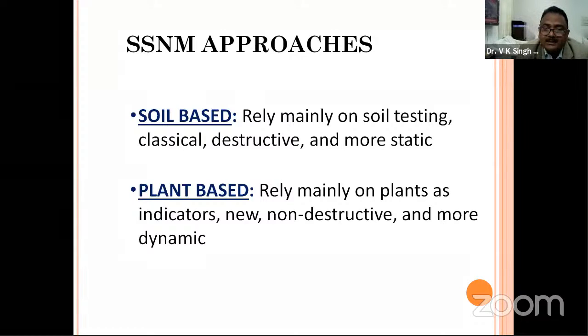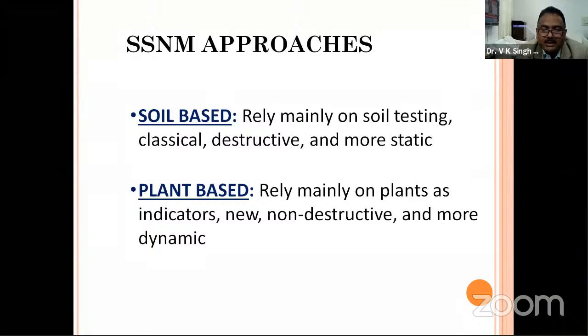But the problem with us in the country, which has 14 crore land holdings, is how much soil testing can we do. So that's why the soil test based approach, which got started some 40 years back in 1972 by Dr.